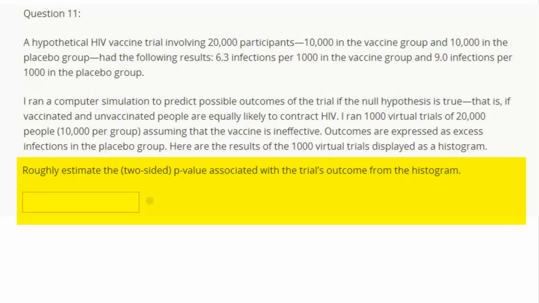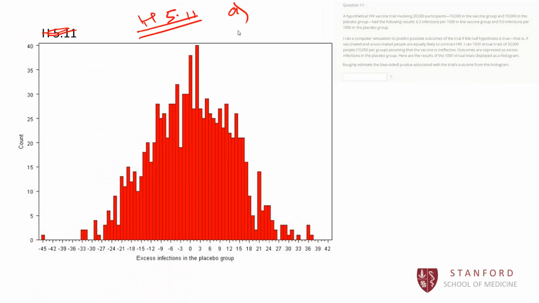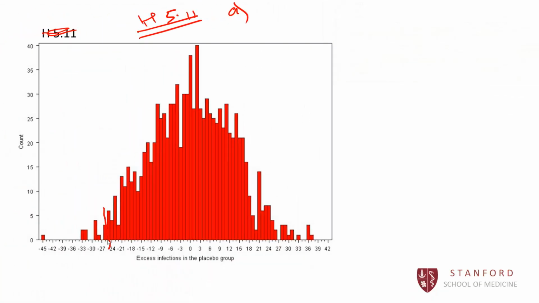Part A of this question wants us to roughly estimate the two-sided p-value associated with this distribution. If we count the number of observations that we have to the left of negative 25 and to the right of 25, we'll see that there are about 25 observations out of 1,000 that have these values and which are in the left or the right tail correspondingly. This translates to a two-sided p-value of 0.025.